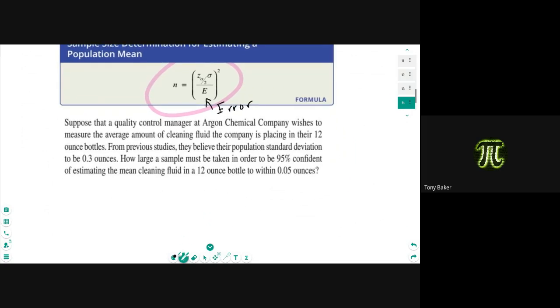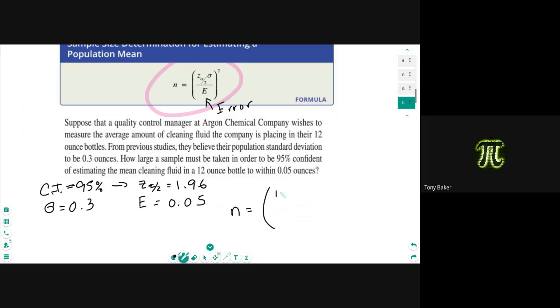So, 95% confidence interval. What's my Z for that? 1.96. Now you know why I told you to write down that little table earlier, because you're going to use those numbers a lot, basically every single problem going forward. All right, so we've got that. I've got my Z, my standard deviation is 0.3, and my error is 0.05. So I've got 1.96 times 0.3 over 0.05, squared.